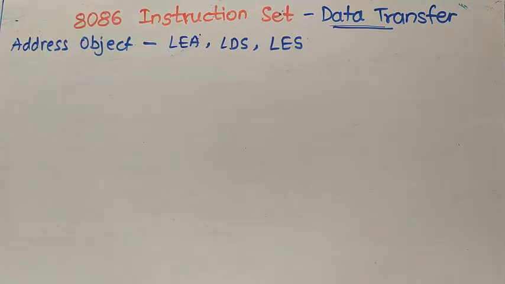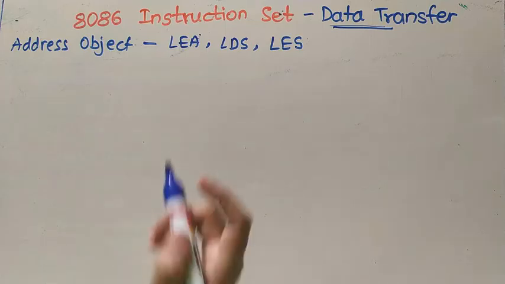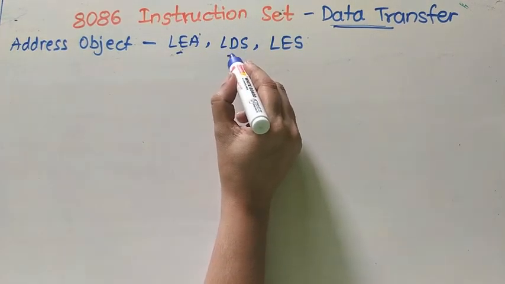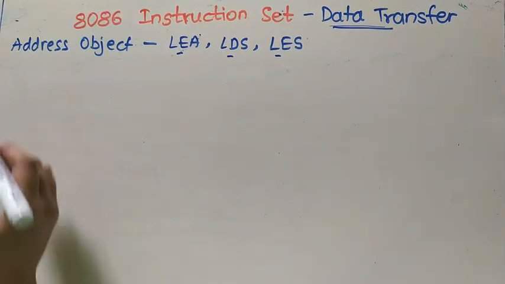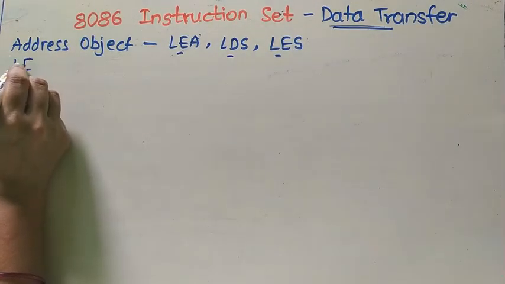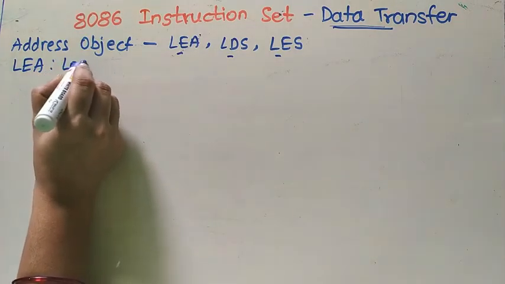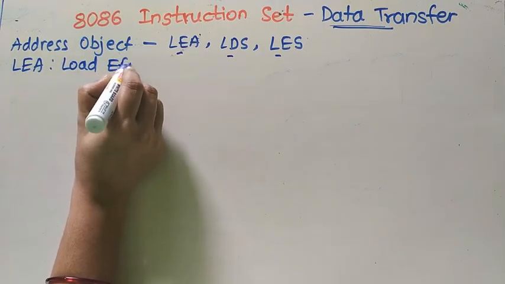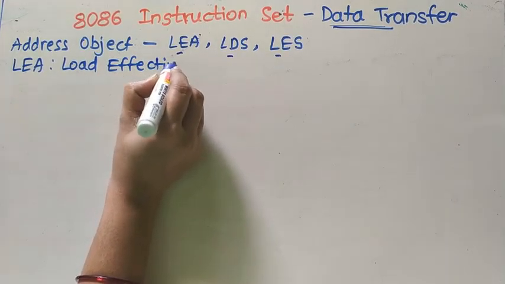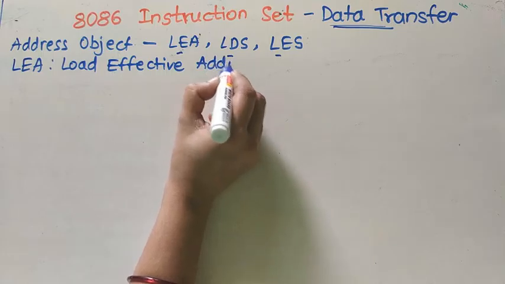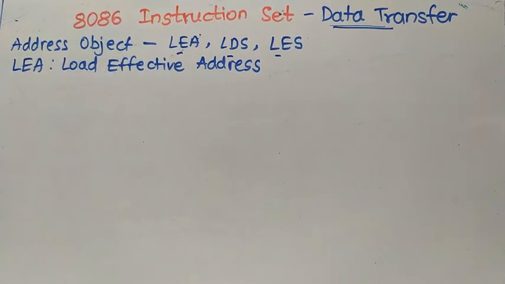Next instruction type is address object. Here we have to study three instructions: LEA, LDS and LES. So first of all, LEA. What is this LEA? LEA is nothing but load effective address. With the help of this instruction, the effective address is loaded into the register.